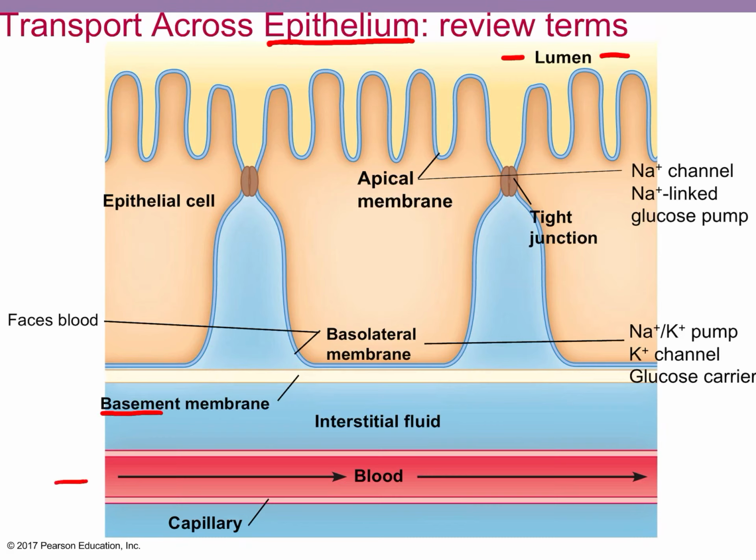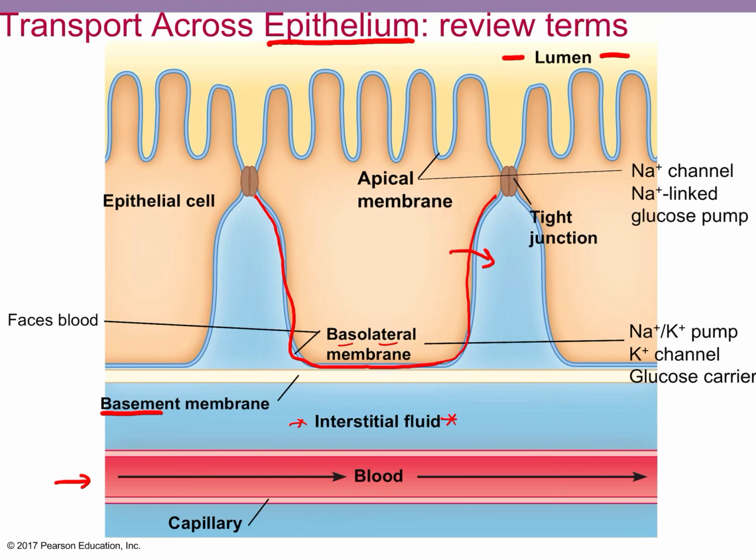In the connective tissue below, we have our blood vessels. We have fluids surrounding our blood vessels and surrounding the tissues. So it's called interstitial fluid. And the membrane that faces the bloodstream is going to be called the basolateral membrane. So baso is bottom, lateral are the sides. Either way, the sides or the bottom, right?